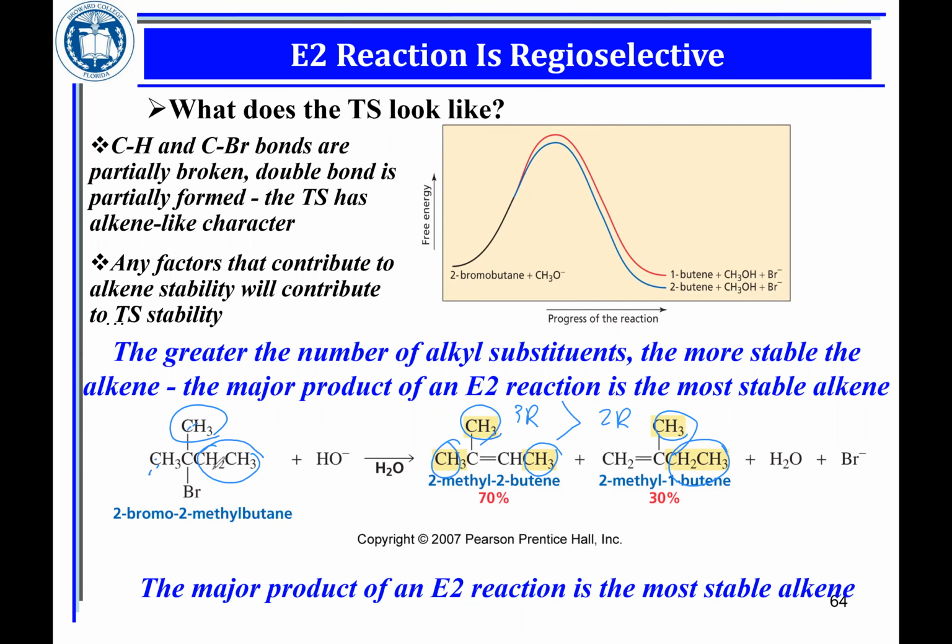So if you remove hydrogen from the CH2, you would get the 3R, but if you remove hydrogen from CH3, you would get 2R. And since 3R is more stable than 2R, that's why the 3R is the major product and the 2R is the minor product. It basically yields the more stable alkene. It has to do with the stability of the product that is forming.